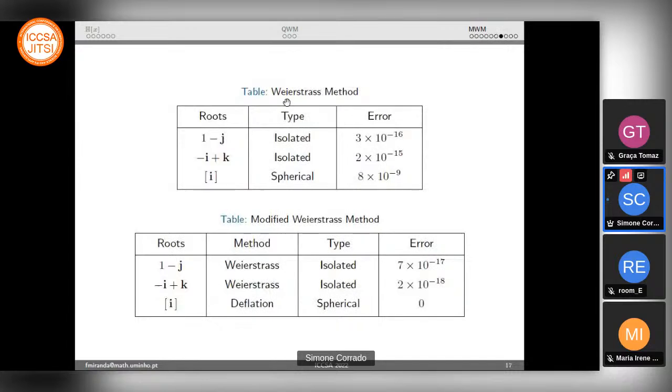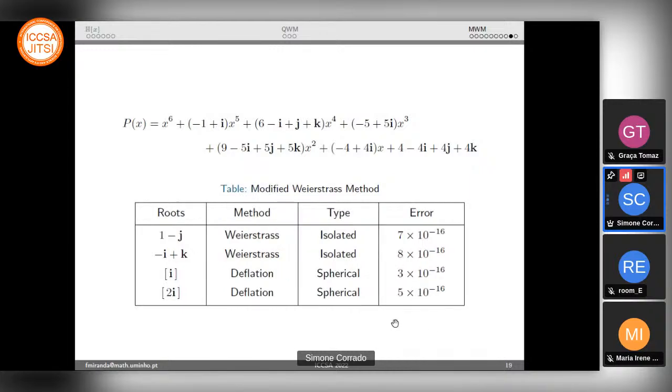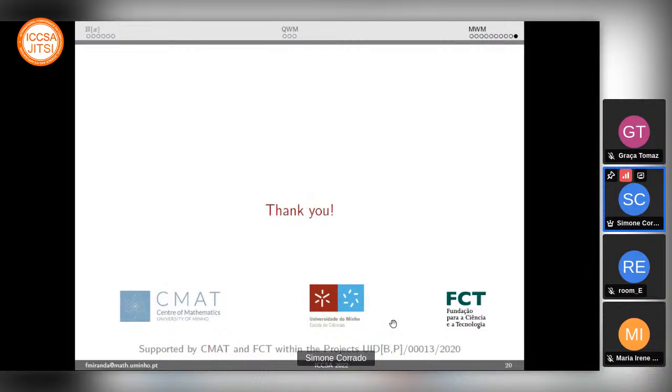We can see here the error that we obtain using the Weierstrass method and using the modified Weierstrass method. We also can see that the modified method gives better results using this 6-degree polynomial. Using the Weierstrass method, we obtain this kind of error, but if we use the modified Weierstrass method, we have much better results. Okay, so thank you very much.